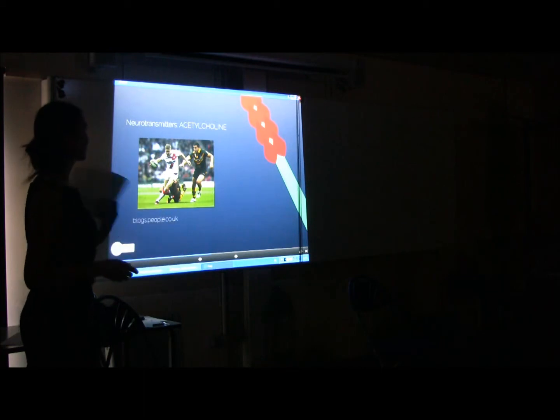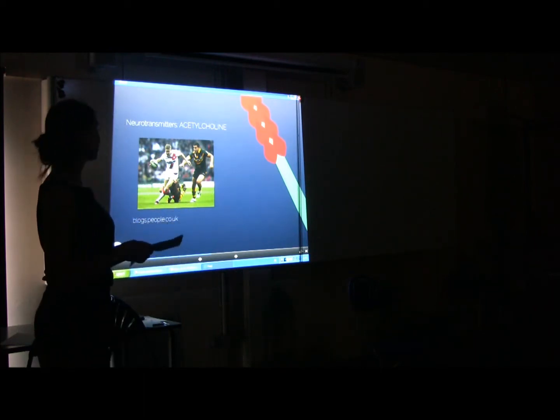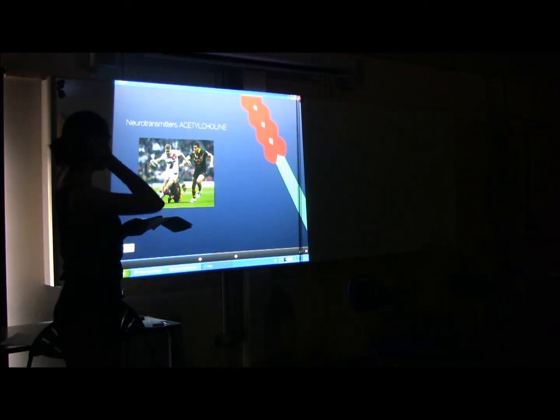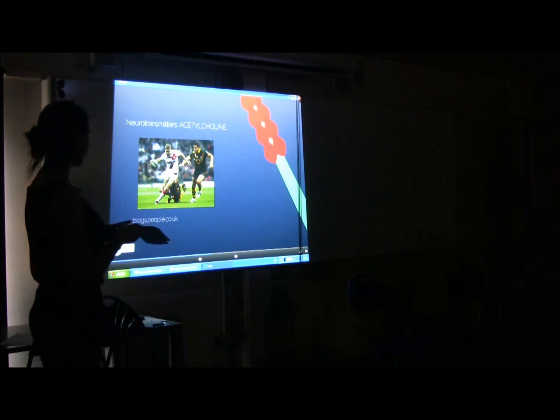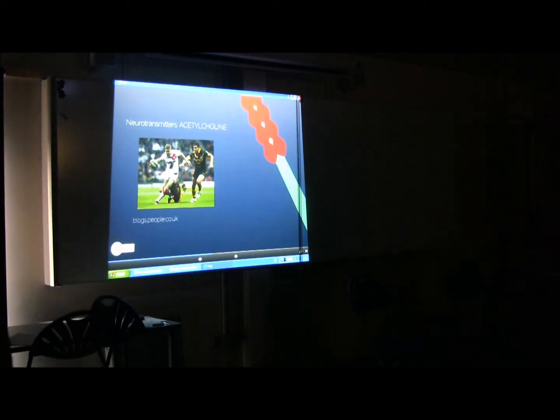The next one is acetylcholine. This was the first one to be discovered actually, in 1921, and it's responsible for stimulating muscles and activates the motor neurons that control the skeletal muscle. Lack of this has a huge effect, things like Alzheimer's disease.